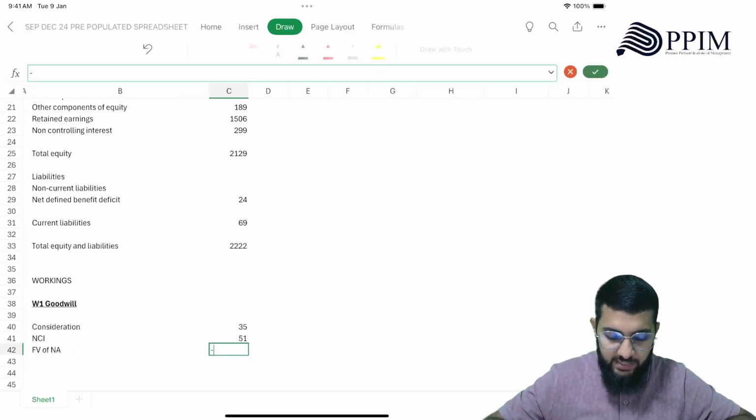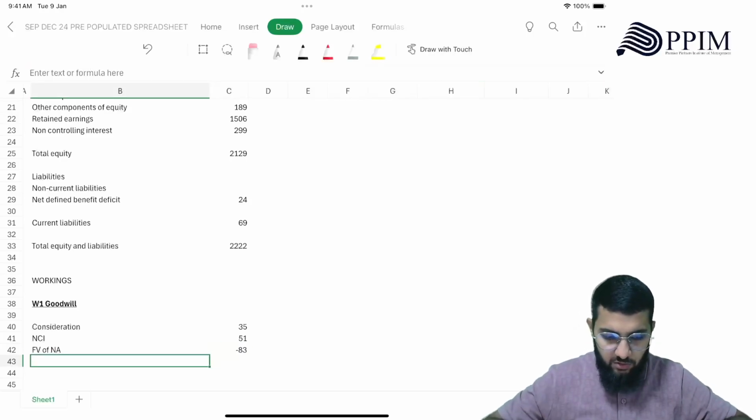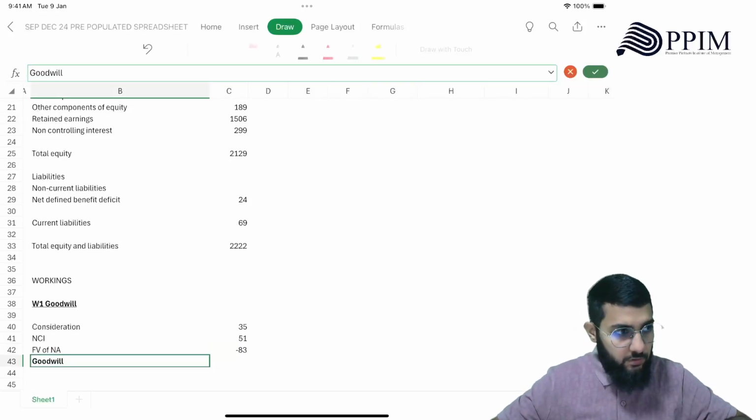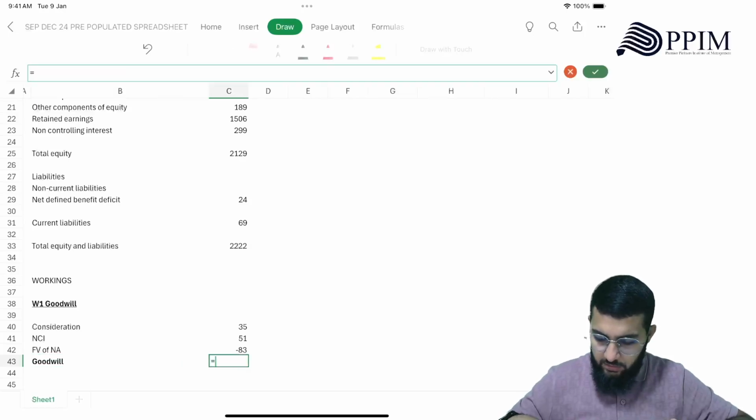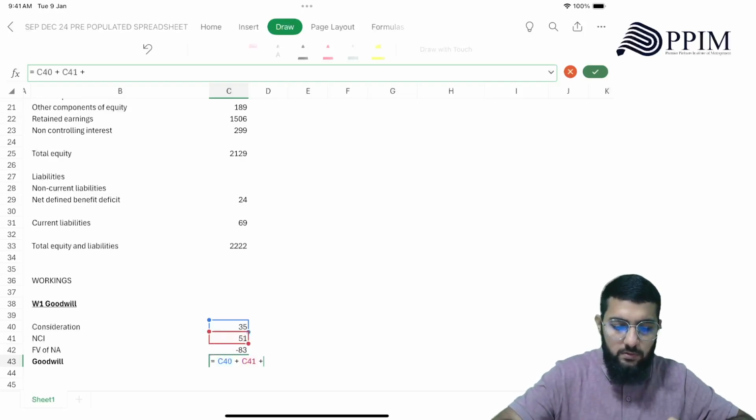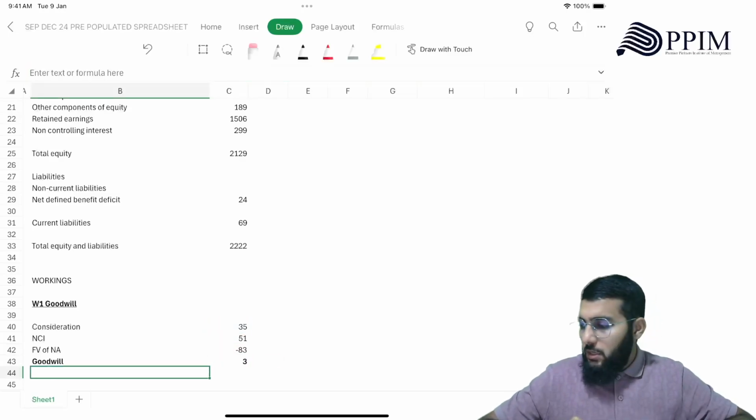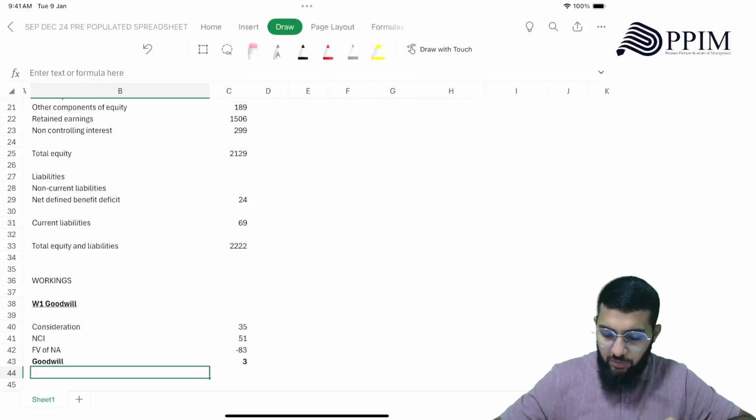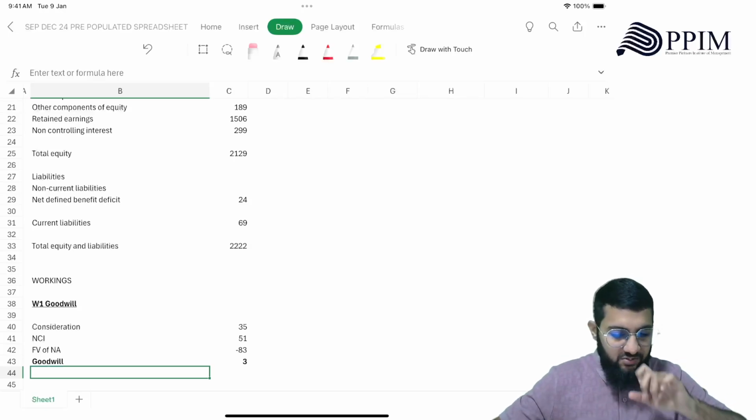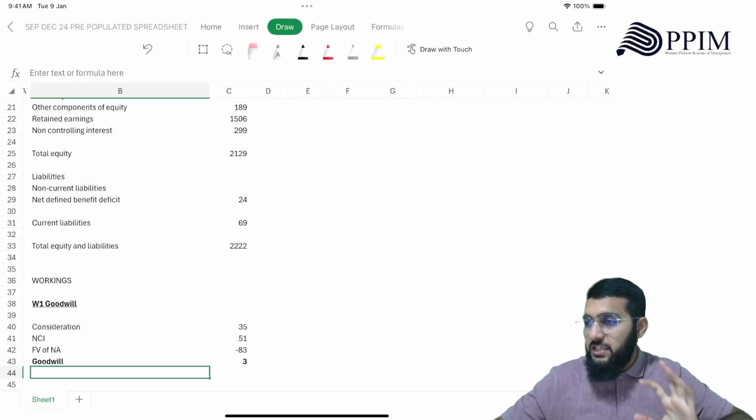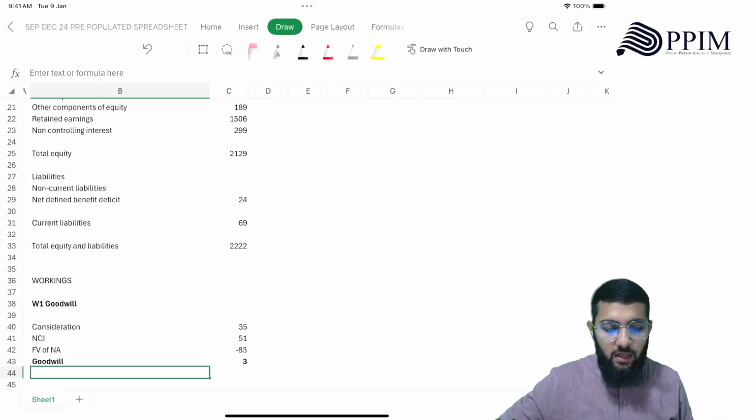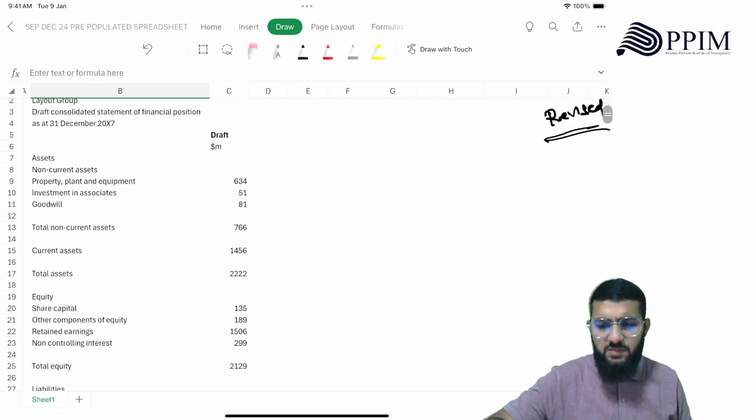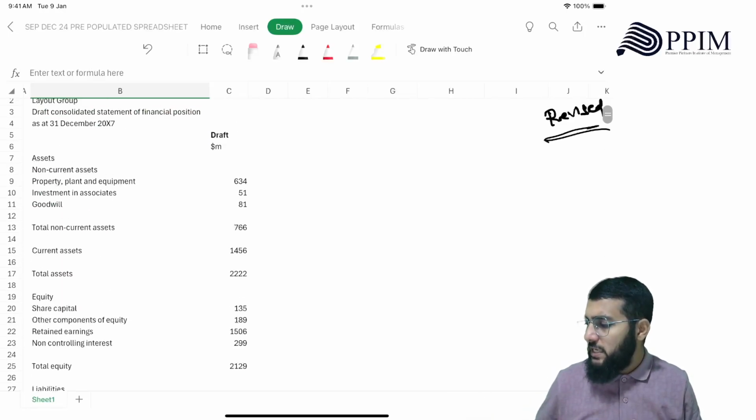So that will be deducted, and we arrive at goodwill. Right? So goodwill is 3 million. Right? Goodwill is 3 million. So they've recorded a goodwill of 3 million. Let's make the adjustments as we proceed. Right? That would be easier.